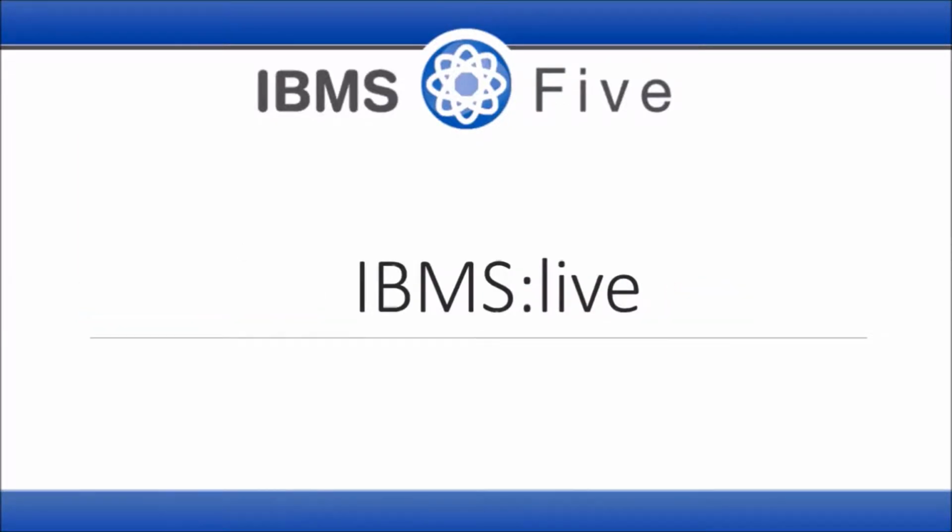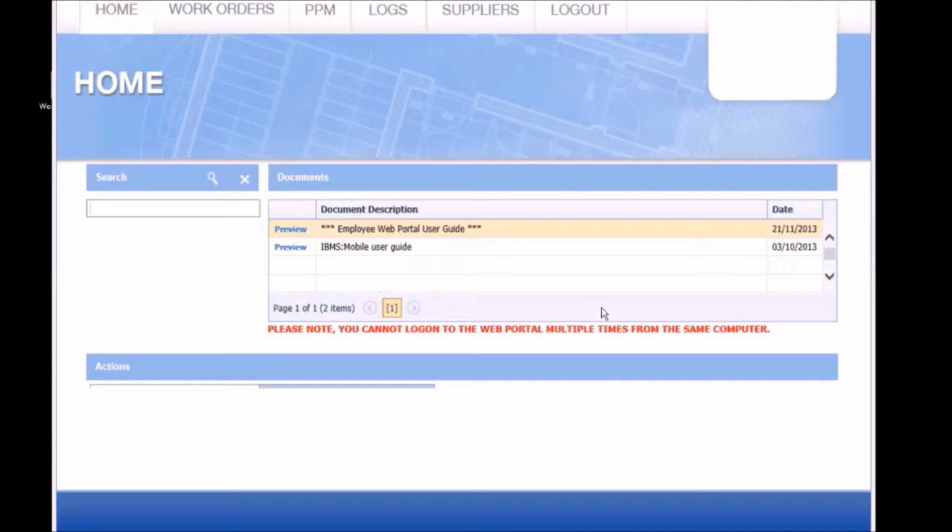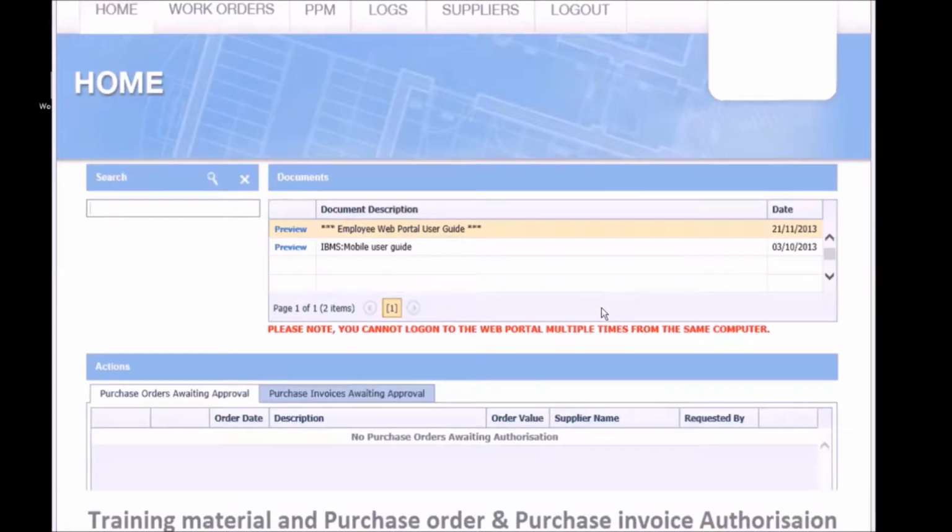The final way of completing remote jobs is on IBMS Live. IBMS Live is a web front end for IBMS. Your employees would log into the web portal. From here they can perform a number of tasks. Here you can see we offer the employees some general documentation which is stored in IBMS. They can also approve any purchase orders for other employees and approve purchase order invoices to be paid.